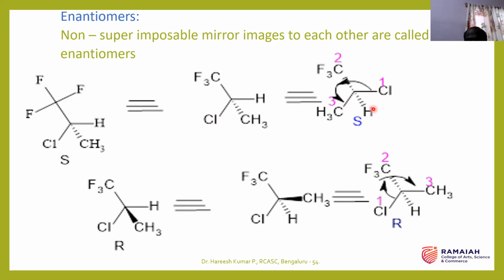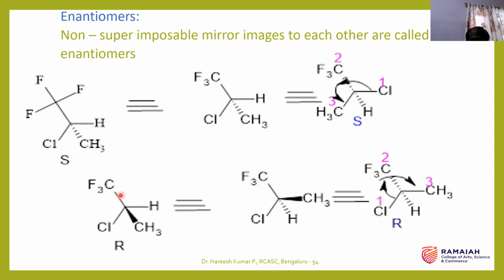Why do we need to do that? Always keep the least priority group in this position. Then assigning R and S on paper is good. Okay, so now you can give the priority. This is the first priority, this is the second priority, and this will be the third priority. So it will go in an anti-clockwise direction. That is the reason this is S configuration. This is also an S configuration.